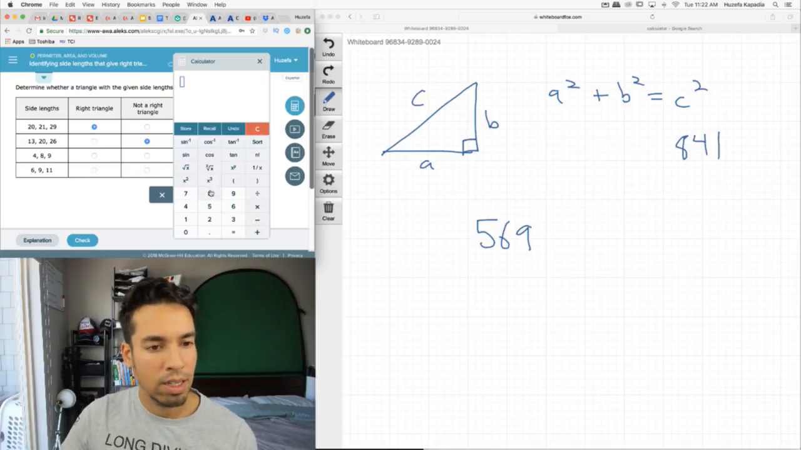Next, we have 4, 8, and 9. So 4 squared is 16, plus 8 squared is 64, and that equals 80. 9 squared is 81. Not a right triangle.